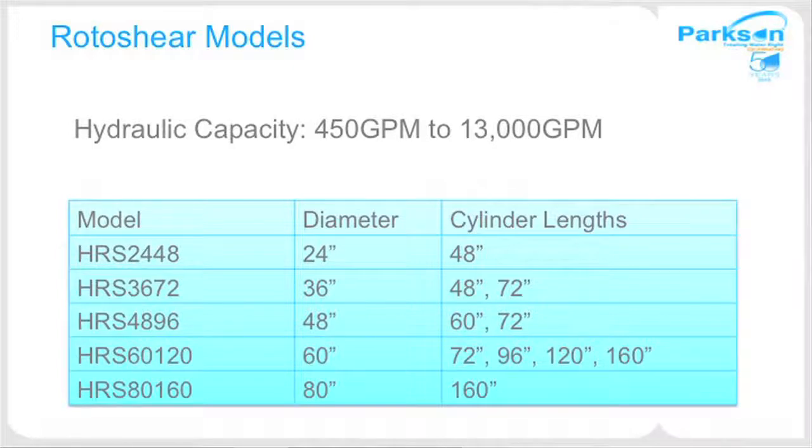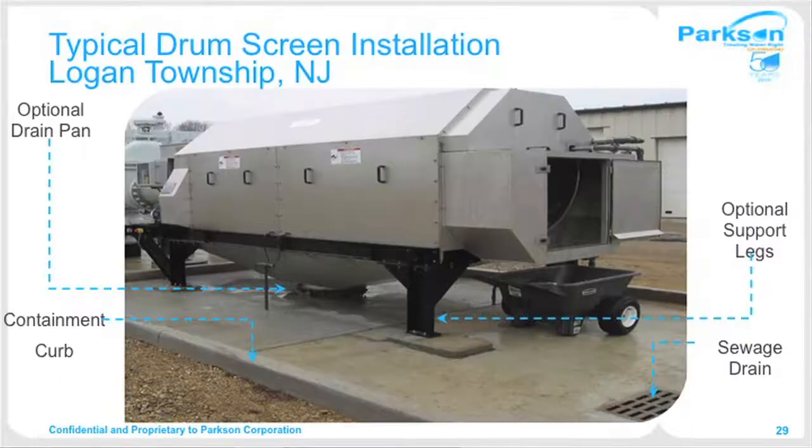Rotoshear has many models, starting at 24 inches in diameter and going up to 80 inches in diameter. It's the screen that can handle the highest flow rates, up to 13,000 GPM in one screen, and it's our best selling screen basically. Here's a typical installation at Logan Township, New Jersey. As you can see, we recommend engineers build containment curbs around the screen. Here the engineer didn't want to use a channel, so he put a drain pan and a pipe for effluent to the screen. And we have support legs, as you can see.